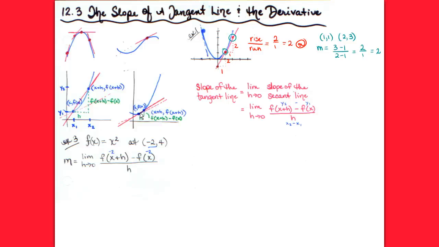So here's what we could say. We could say if the distance between these 2 points is approaching 0, so that they're so close together they're almost indistinguishable, then the slope of the secant line would be the same as the slope of the tangent line. And that is exactly the definition that we get for the slope of the tangent line. It is the limit as h approaches 0 of the slope of the secant line. Okay, how do we find the slope of the secant line?